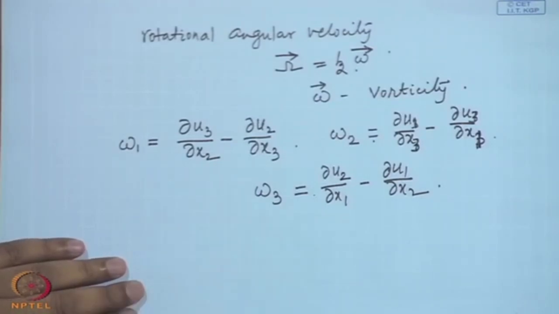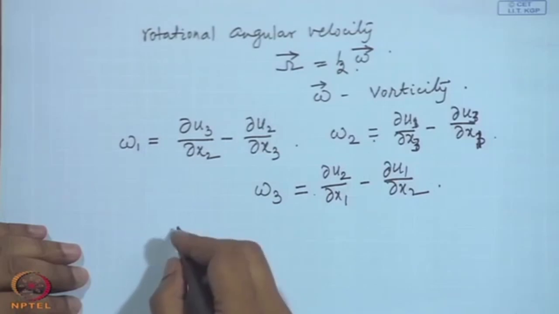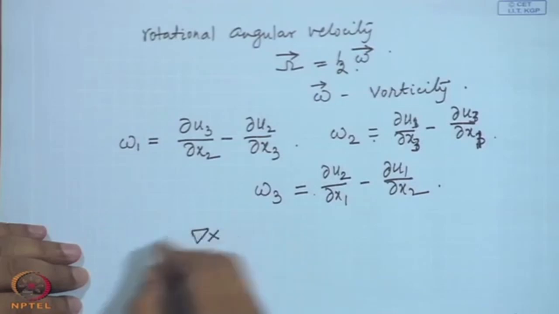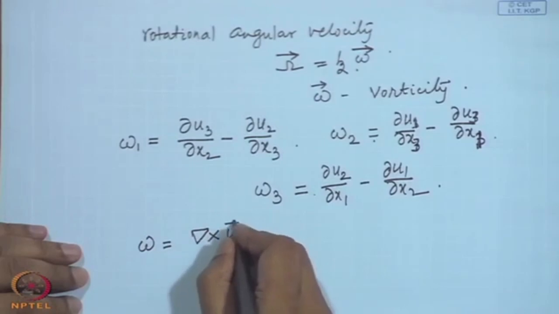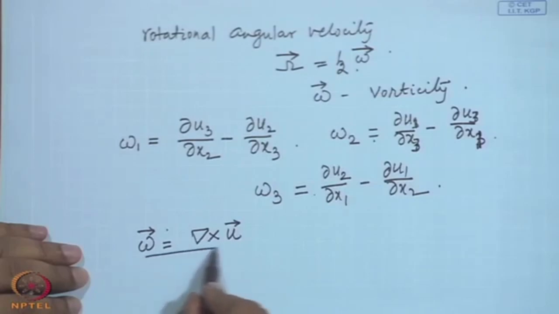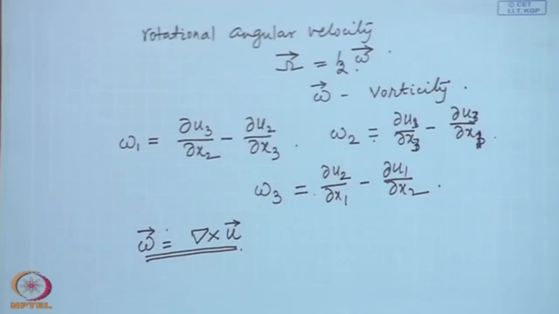Okay. So, these are the three components of the vorticity vector. You can see that, I hope you are familiar with the curl operator. This implies that omega is curl of u. So, that is the final definition of this vorticity vector omega, it is curl of the velocity vector.